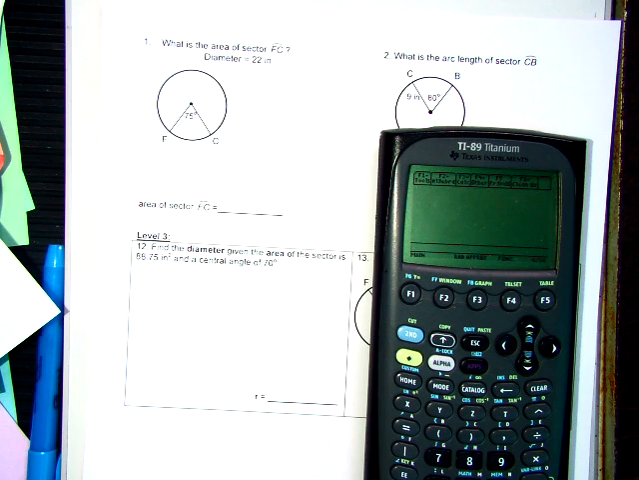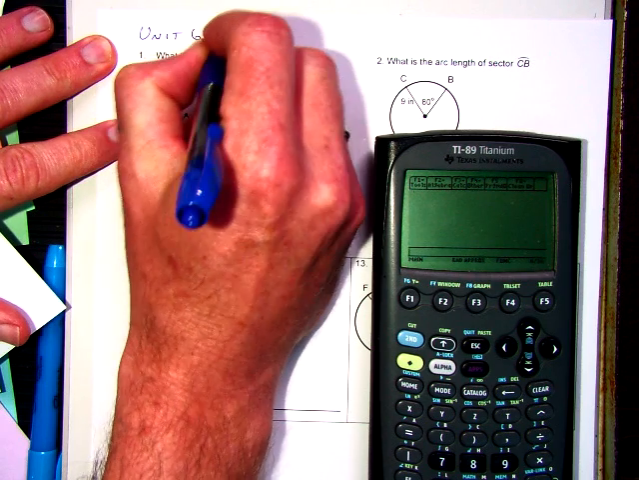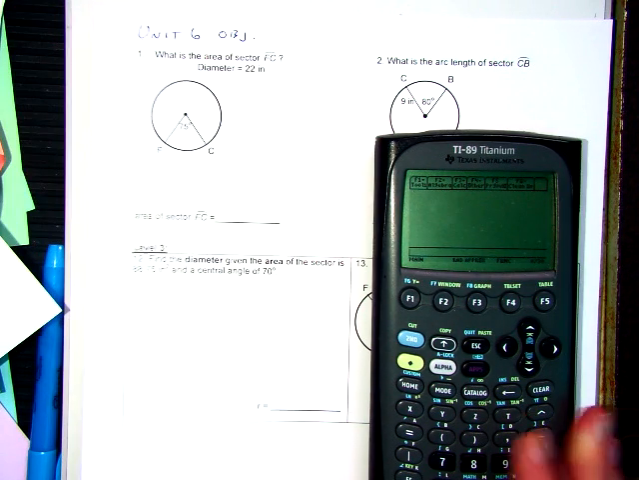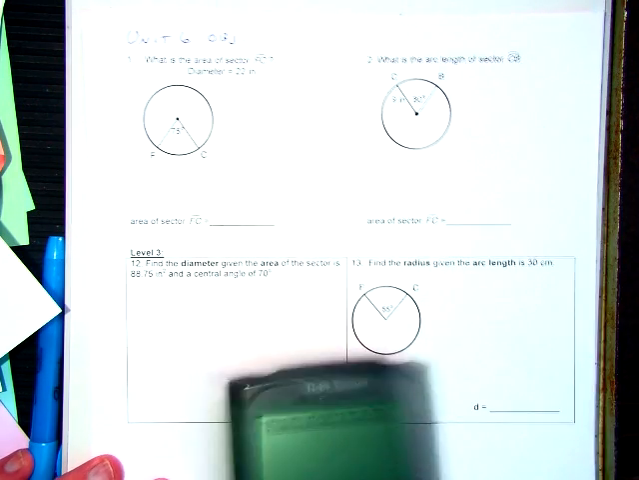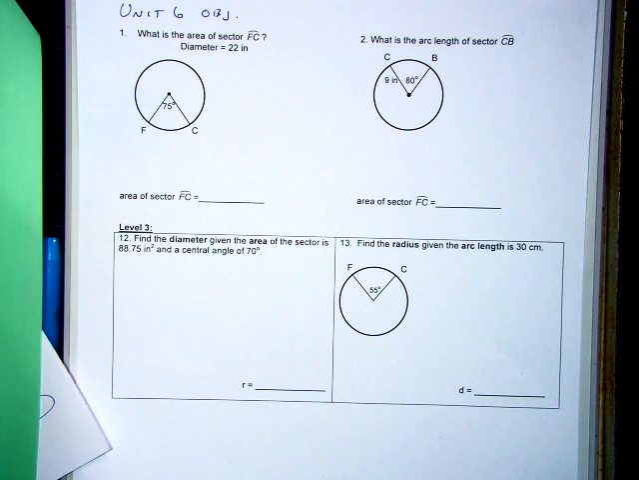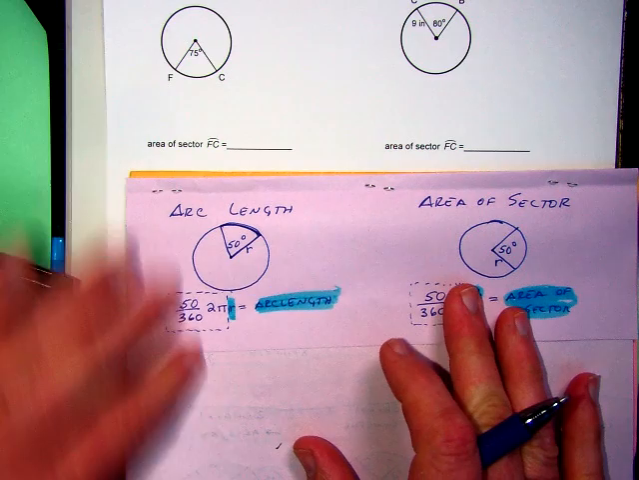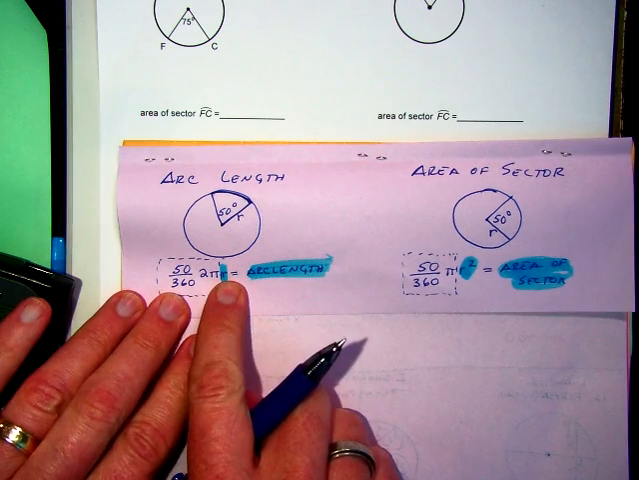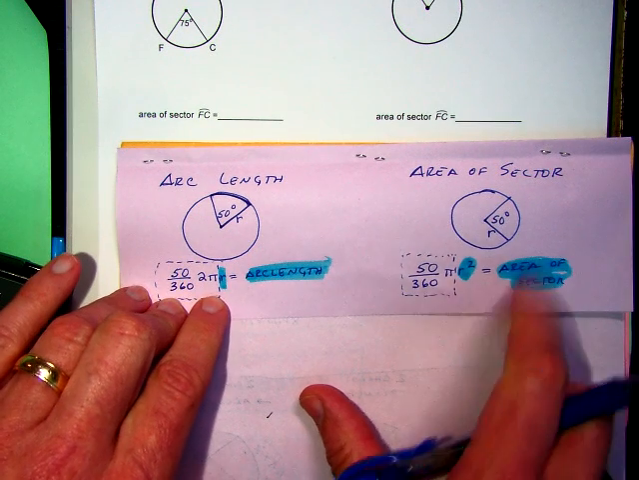All right, so this is the final one. This is on Unit 6, Objective 3, which is area of a sector and arc length of a sector. In all these, we're going to be utilizing our foldable, and really using these two. If I give you the radius, we can find the area of the sector or the arc length. If we're given the arc length, we can find the radius. If we're given the area of the sector, we can find the radius.